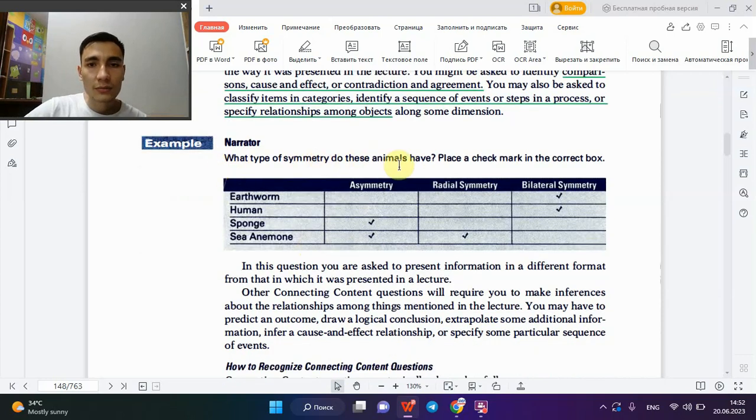What type of symmetry do those animals have? Place a check mark in the correct box.